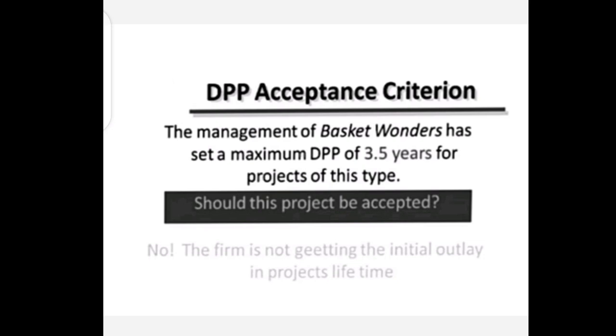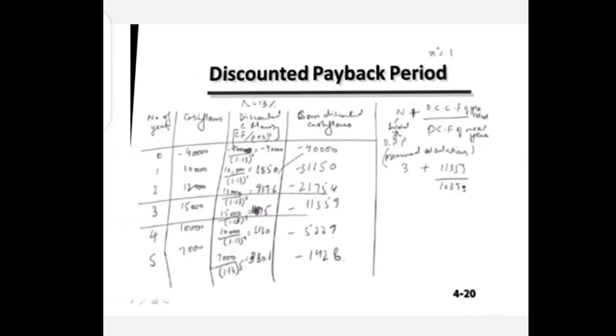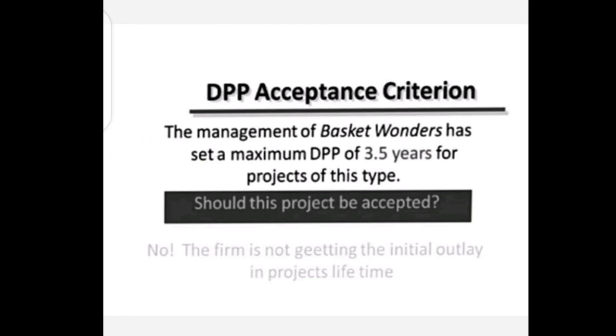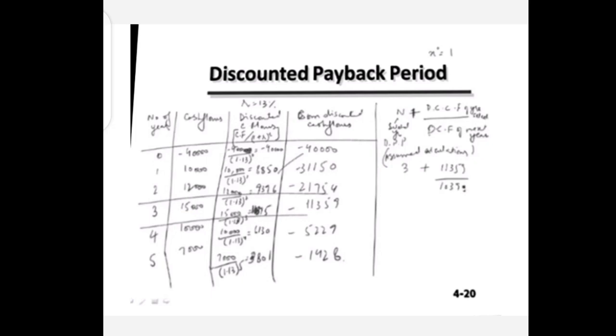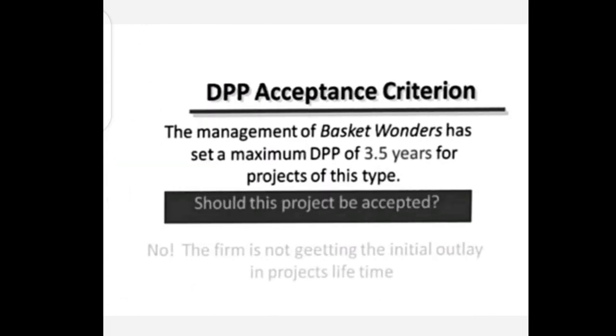As per the Basket Wonders example, the management has set a minimum discounted payback period of 3.5 years for projects of this type. Should this project be accepted? We find it is 3.8 years, and the criterion is 3.5 years. So we will not accept this project, as we are not recovering the initial investment within 3.5 years. We are getting the investment back in 3.8 years. If you simplify this with 11,359, you will come to 3.8 years.